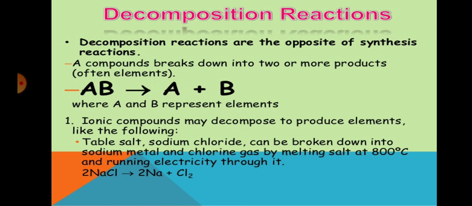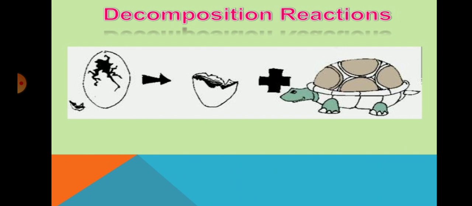So ionic compounds may decompose to produce elements like the following. Table salt, sodium chloride, can be broken down into sodium metal and chlorine gas by melting salt at 800 degrees Celsius and running electricity through it. So here's how it is presented in the decomposition reactions.